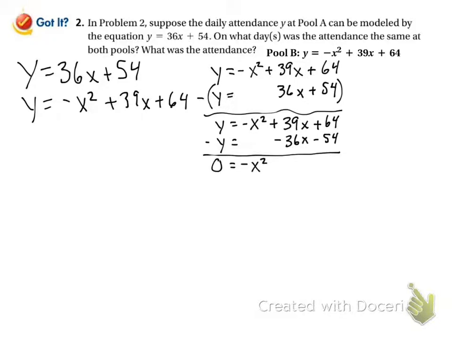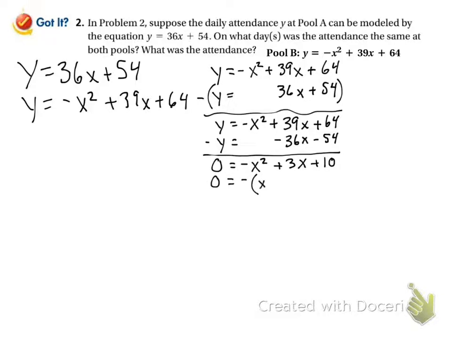39x minus 36x, that gives me 3x. And 64 minus 54, that gives me 10. And then I'm going to factor and solve this, okay? To be able to factor this, though, we know how to factor when the coefficient is 1 out front. Right now it's a negative 1. So I need to pull out a negative out of all of this.